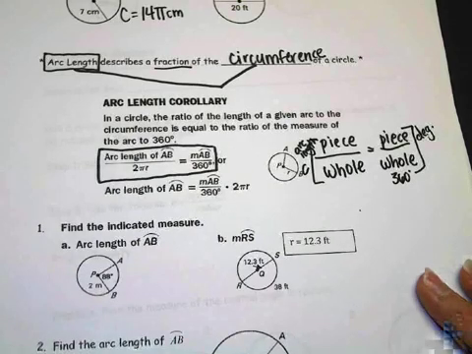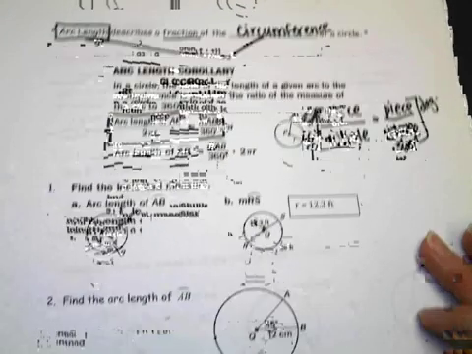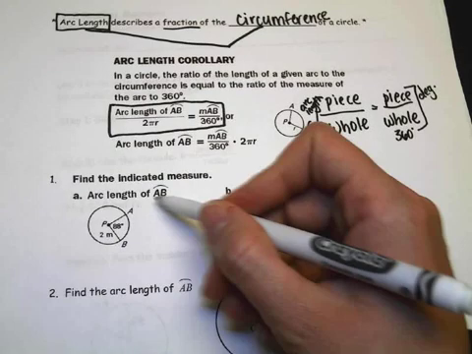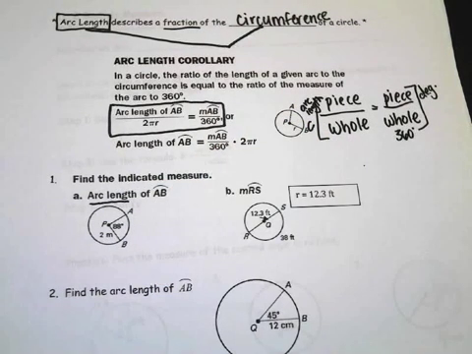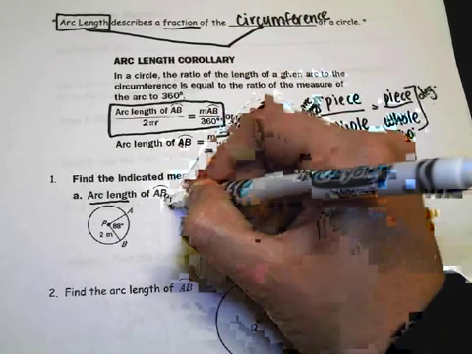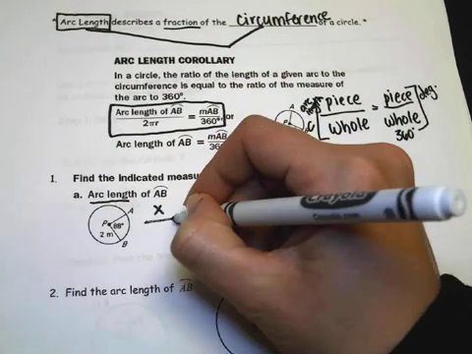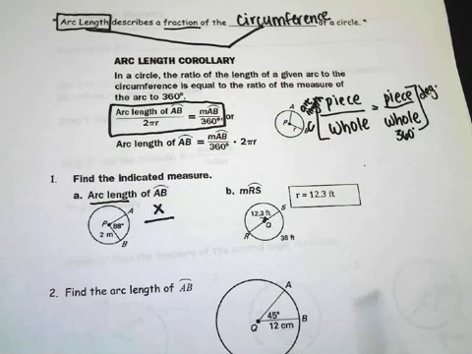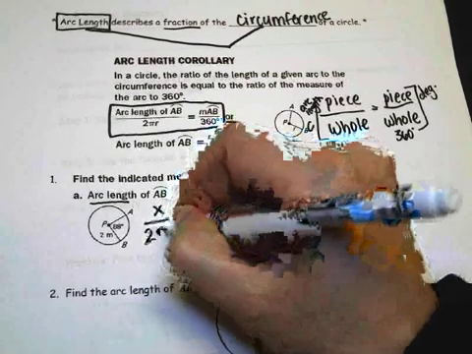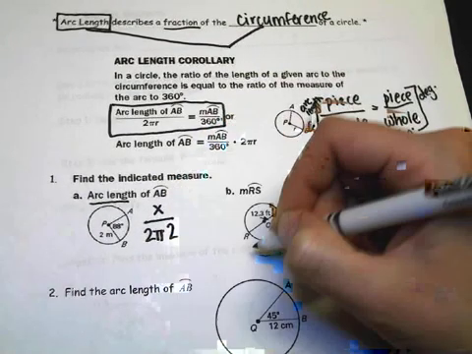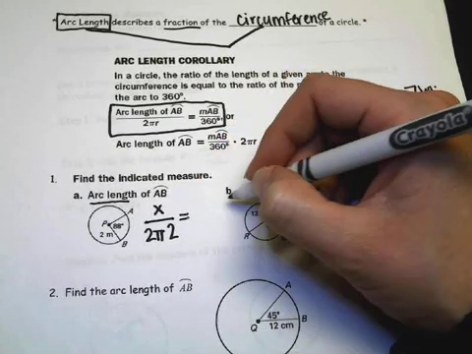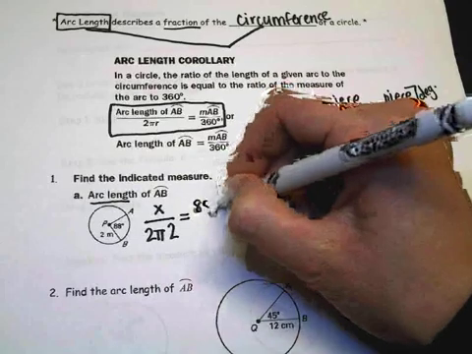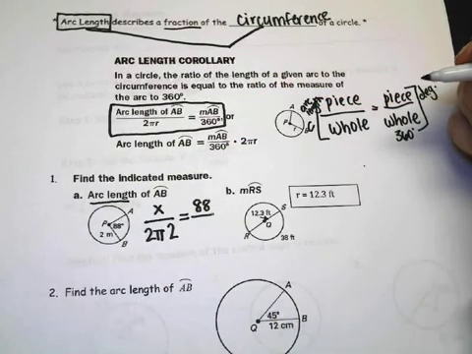So what do we mean by that? Let's take a look at number 1. Find the arc length of AB. Notice it's asking for arc length, so I want to think of circumference, a piece of the circumference. So we're looking for arc length, and that goes over the whole circumference, 2 pi r. Here the radius is 2, so it's 2 pi 2, and that equals the degrees, 88, over the whole degrees, 360.